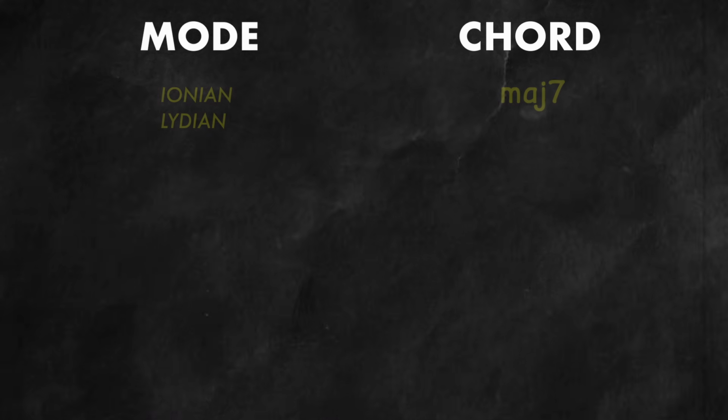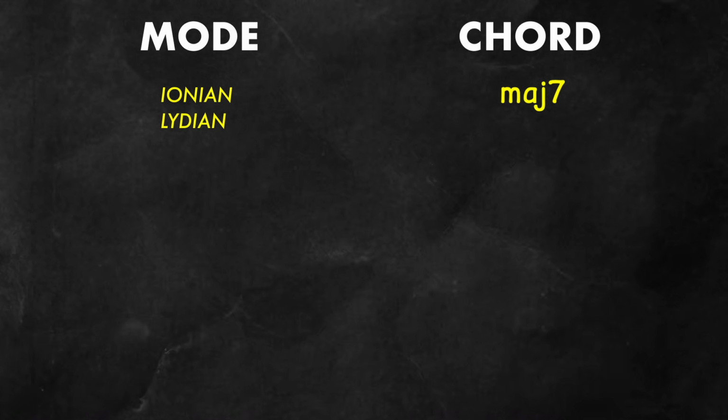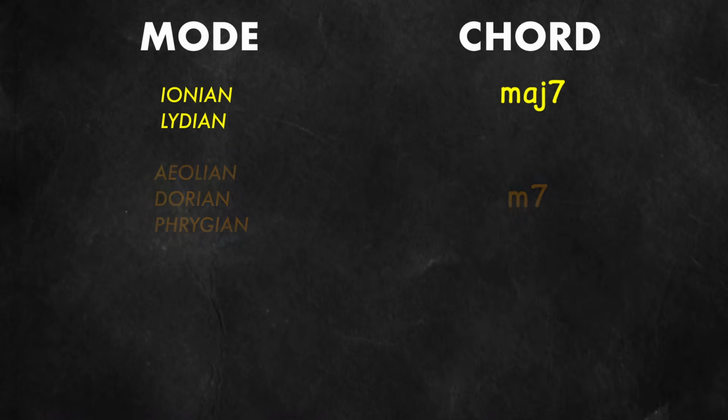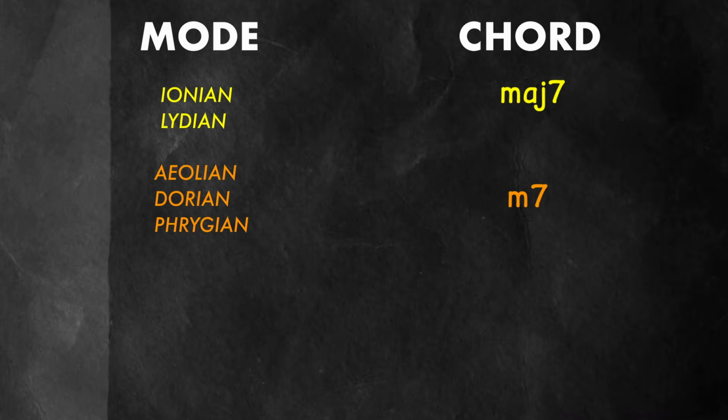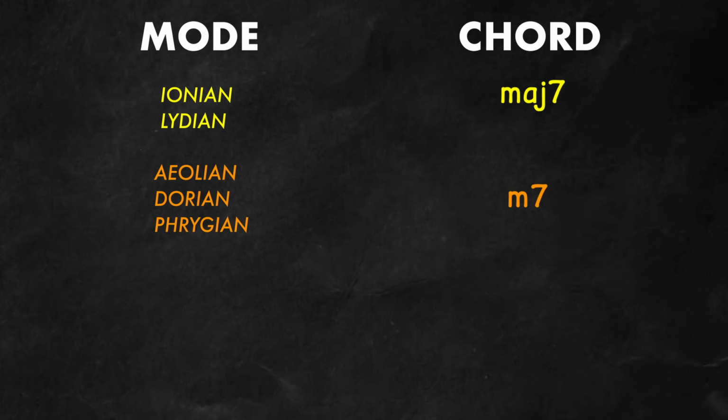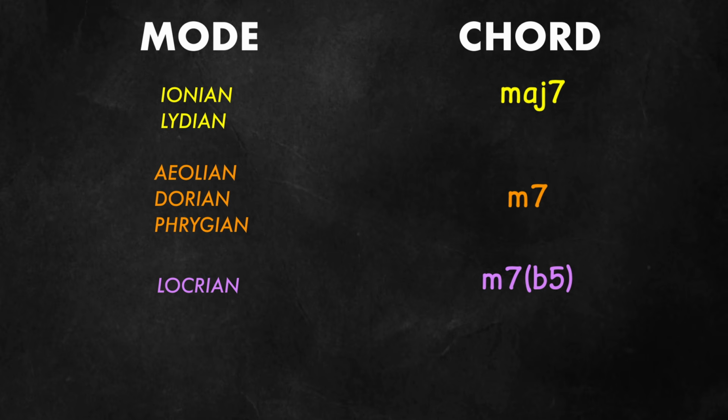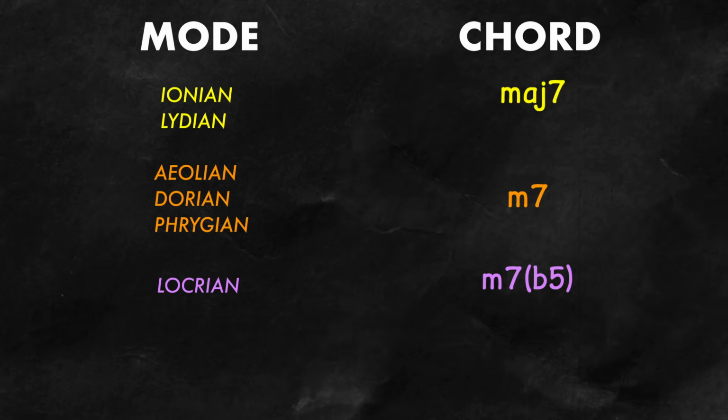And that leaves us with the very last mode that we're missing, which is the Mixolydian. We use everything so far. We use Ionian and Lydian for major 7 chords. We use Dorian and Aeolian, and very rarely the Phrygian for the minor 7 chords. We use the Locrian for the minor 7 flat 5 chords. And now we have the Mixolydian.